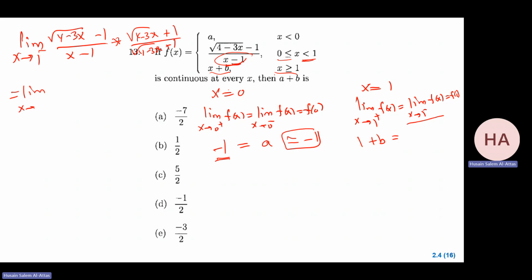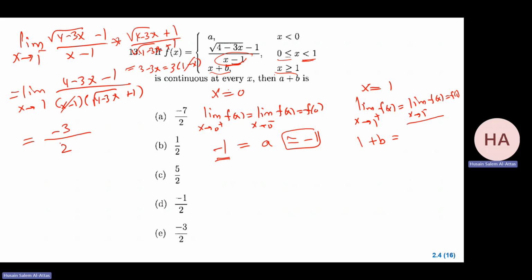Okay. Limit x goes to 1. That will be 4 minus 3x minus 1, over x minus 1, times the conjugate, plus 1. This is what? This is 3 minus 3x, which is 3 times 1 minus x. So this is cancelled with this. I need a minus sign, so it's minus 3. For 1, it will be 4 minus 3, that will be 1 plus 1. Yes, 2. Minus 3 over 2. So I have here minus 3 over 2.